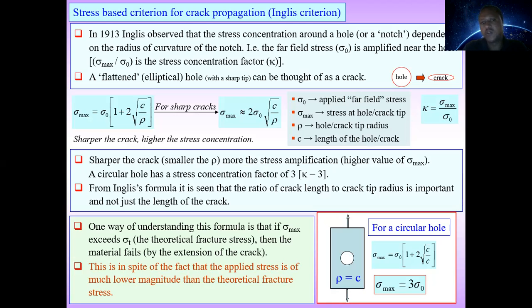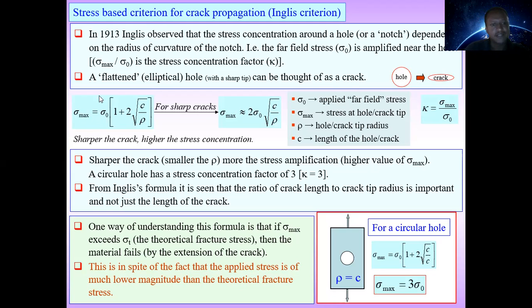A flattened elliptical hole with a sharp tip can be thought of as a crack. So we can see here a circular hole, and when we see an elliptical notch, it is considered as a crack. Even the circular hole is also considered as a crack.